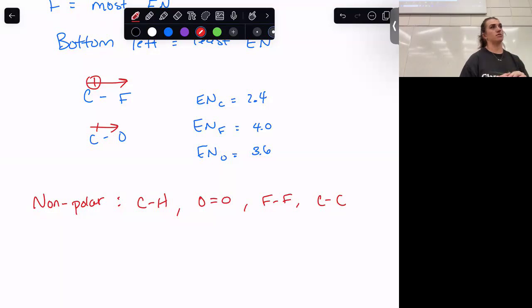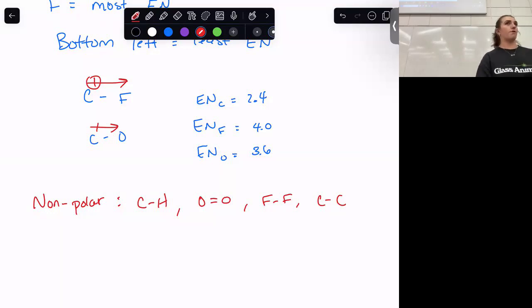So whenever you have lone pairs on the central atom, does that most of the time mean it's going to be polar? Most of the time, yes. If there are lone pairs on the central atom, I would say probably 9 times out of 10 it's going to be polar, but there are a couple of cases where it is not polar.